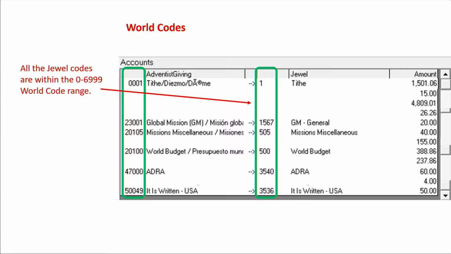And ADRA is correct. I looked it up as written USA on the code sheet, and 3536 is the correct code too. But even without looking them up, you can see that there are no world offerings mapped to local accounts. In the green circle, they are all within the 0 to 6999 world code range. If an account on the left was mapped to an 8000 code, we would know that it was wrong.